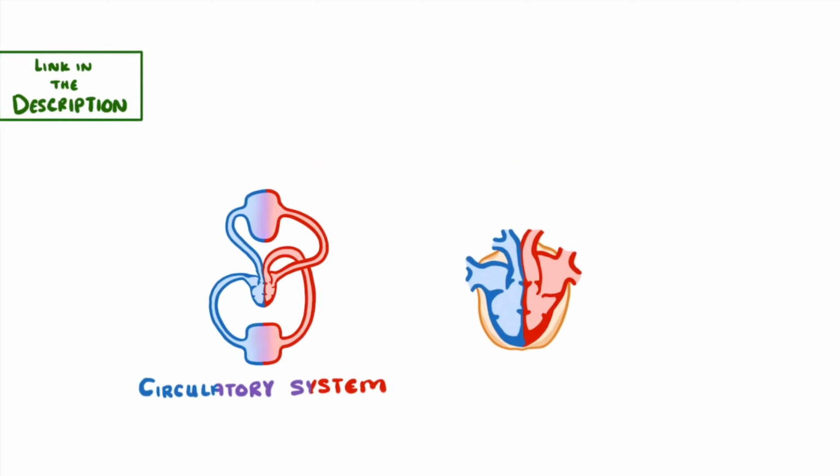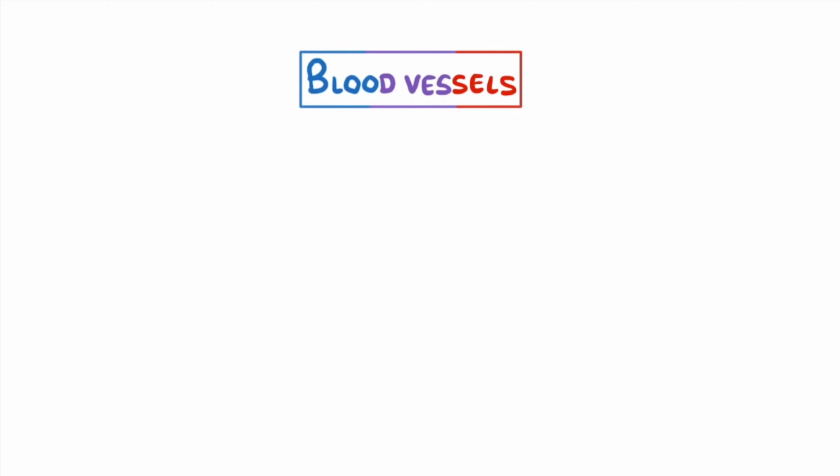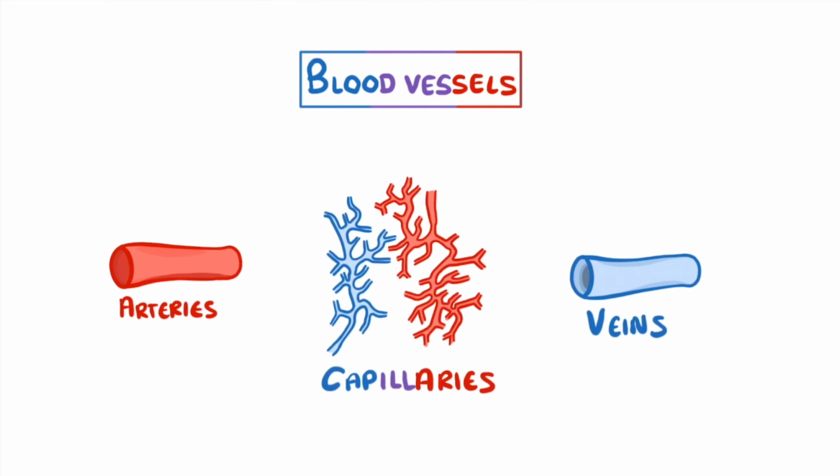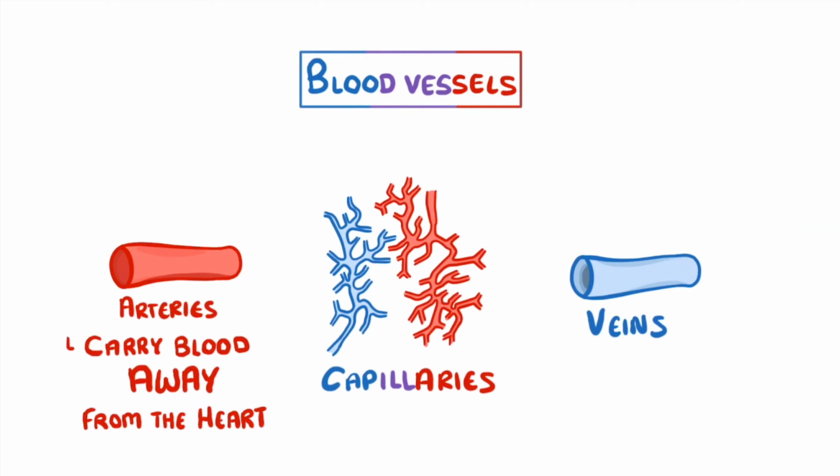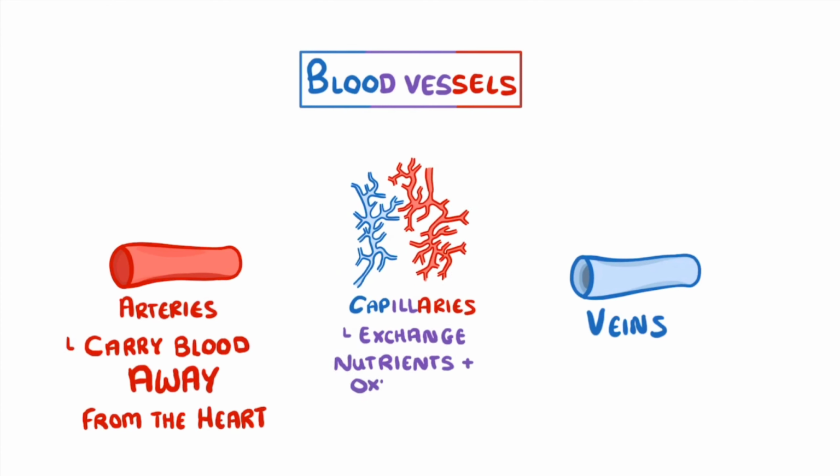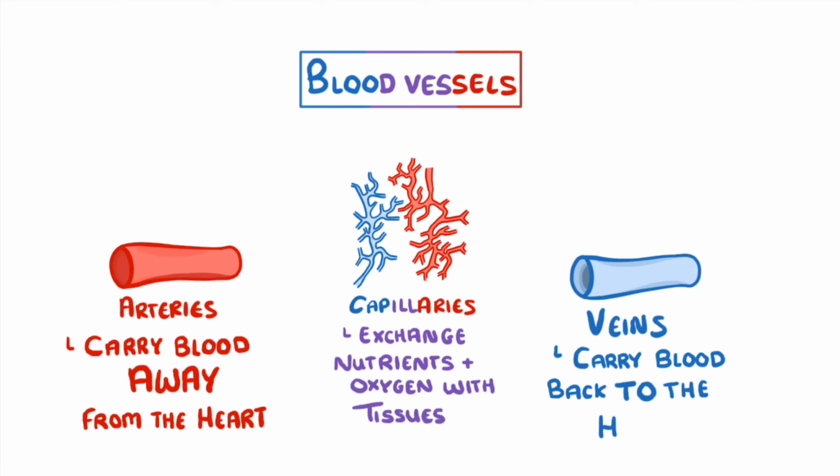In our last video, we introduced the circulatory system and saw how the heart acts as the system's pump. In this video though, we'll take a closer look at the blood vessels, specifically the arteries, capillaries, and veins. To quickly summarize, the arteries carry blood away from the heart. The capillaries exchange nutrients and oxygen with the tissues, and veins carry the blood back to the heart. As you take a closer look at each, the key thing to notice is how the structure of each type of vessel is related to its function.